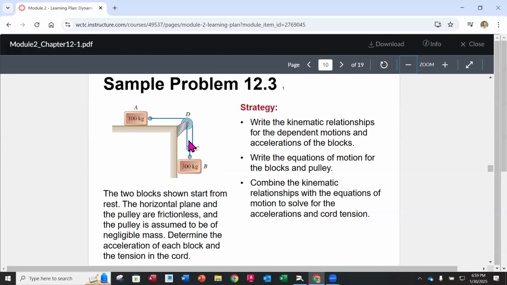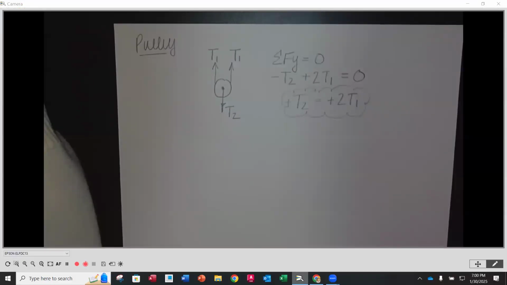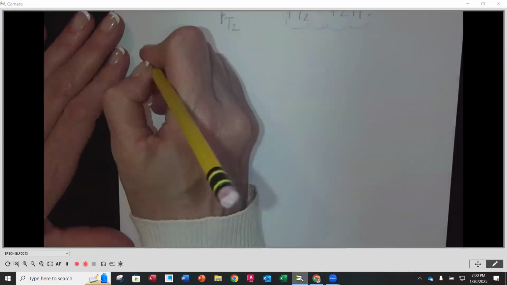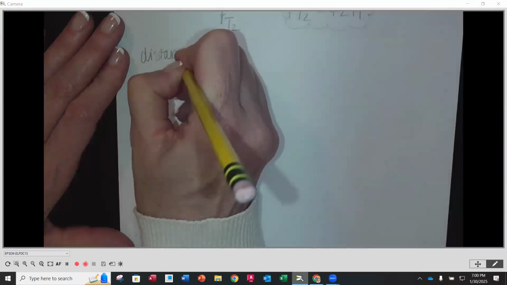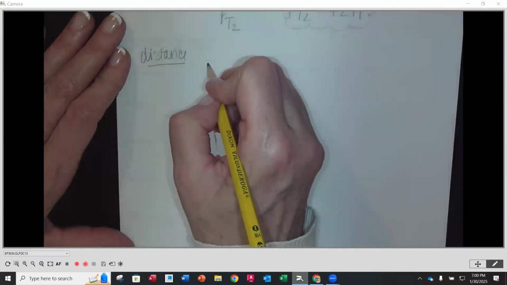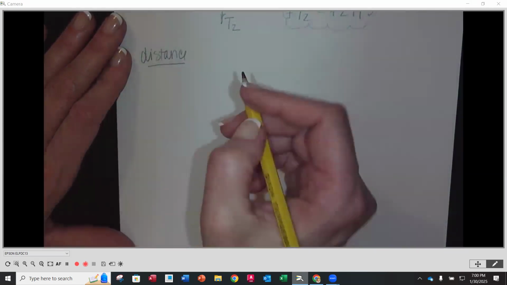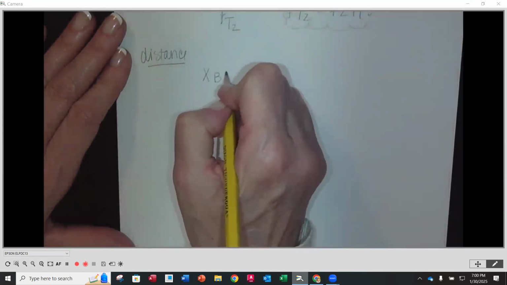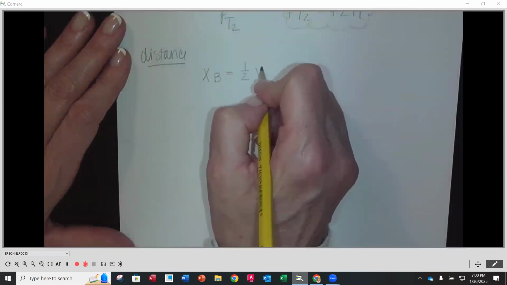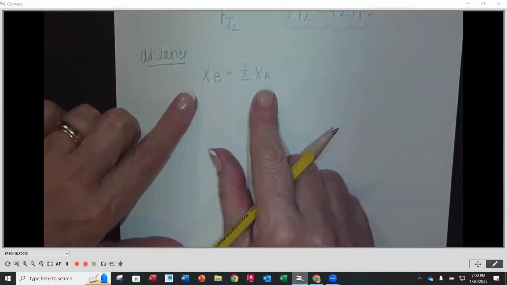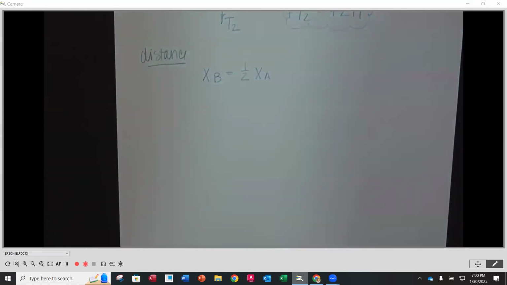And because there are two strings that are attached here, I'm going to call this the distance relationship. Even though we have two directions that we're pulling, we're just going to call it X as a distance. So I'm going to say XB is equal to 1/2 XA. This is just distances. The book uses X. I would have probably used distance instead of X, but I'm just being consistent with the example.